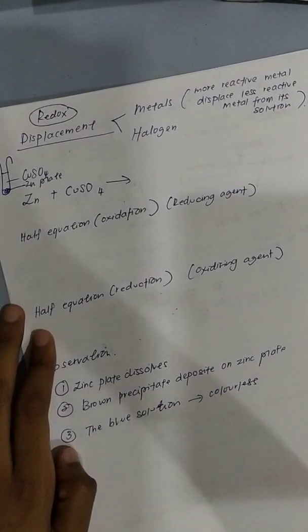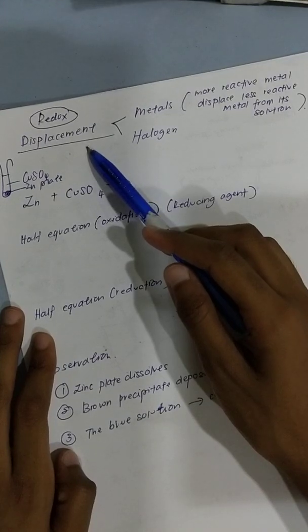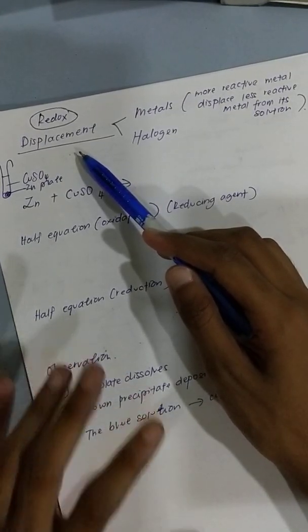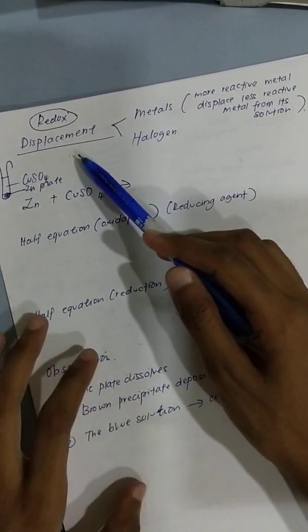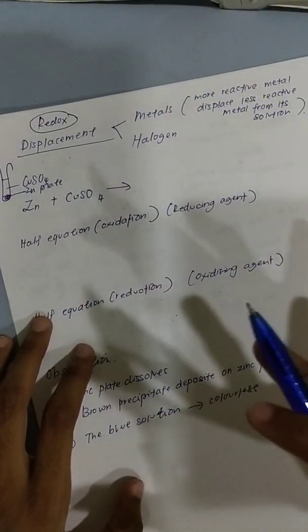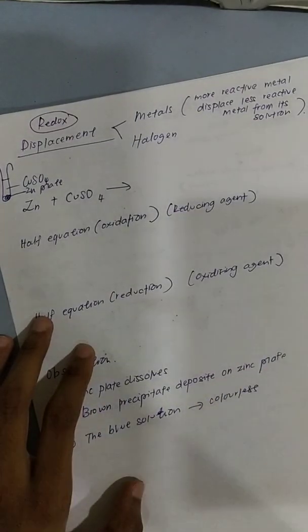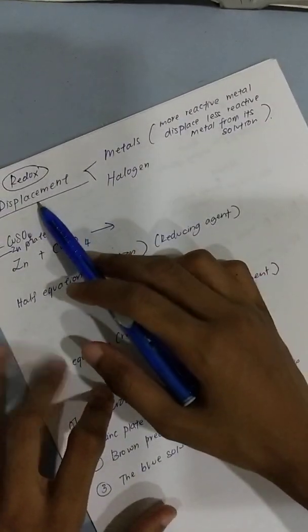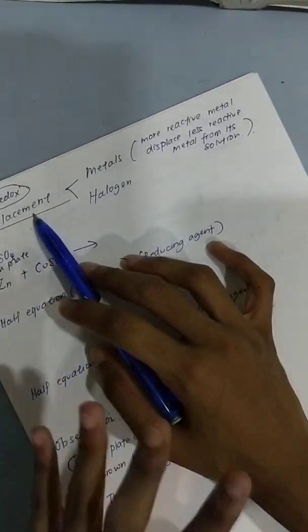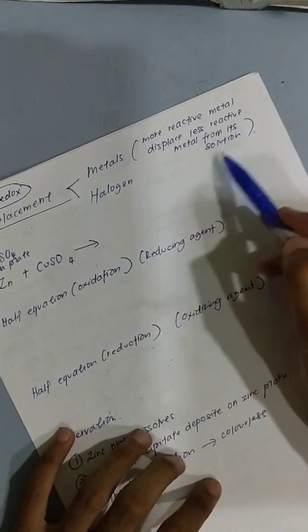Okay, today we learn redox reaction in terms of displacement reaction. Last week you learned redox reaction in terms of combustion. So you have learned when sodium burns with oxygen, who's the oxidizing agent, who's the reducing agent, same for magnesium and chlorine. Now you learn for displacement. What is displacement? Displacement means it's when a more reactive element displaces a less reactive element.